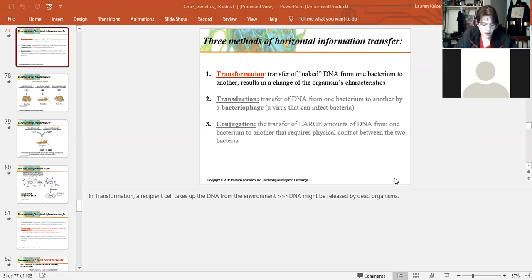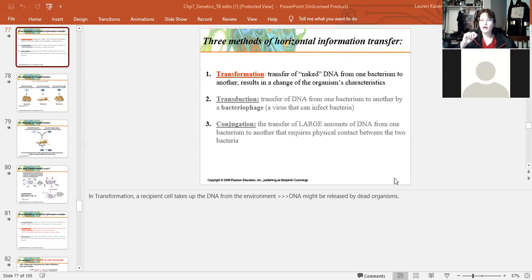So when I was talking about the modes of information transfer, I was talking about horizontal versus vertical, right? Vertical is strictly for reproduction, right? However, horizontal has one of 3 forms: transformation, transduction, and conjugation.